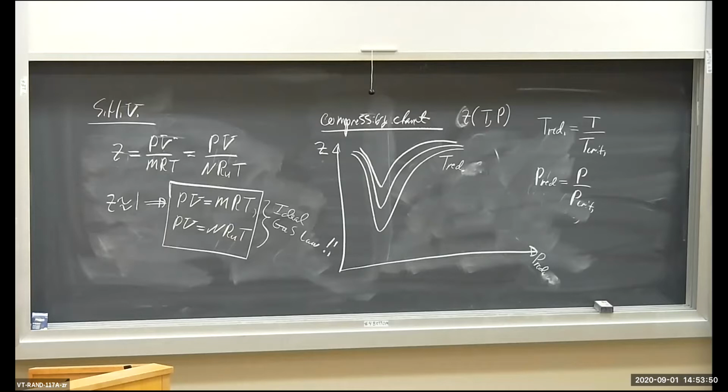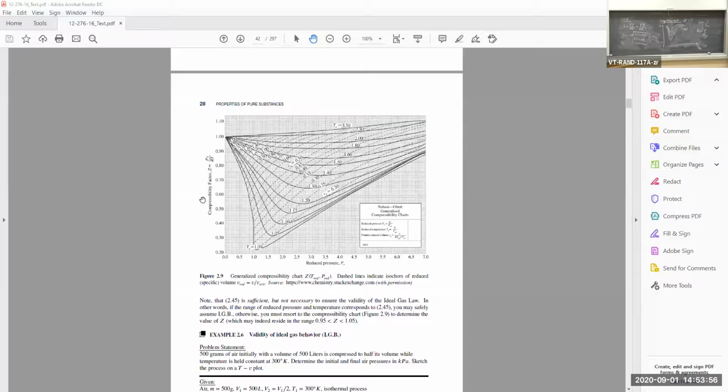Well, let's have a look at the compressibility chart here. So the point is Z is 1 right here, okay? So along this horizontal line, Z is approximately equal to 1, okay?